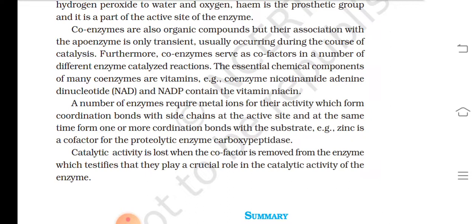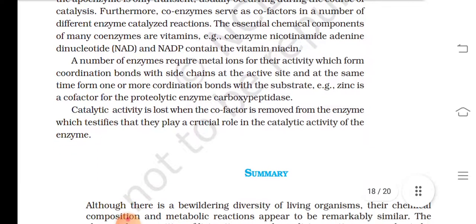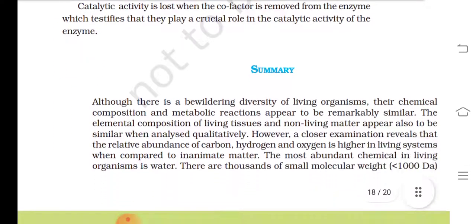A number of enzymes require metal ions for their activity, which form coordination bonds with side chains at the active site and, at the same time, form one or more coordination bonds with the substrate. Example: zinc is a cofactor for the proteolytic enzyme carboxypeptidase. Catalytic activity is lost when the cofactor is removed from the enzyme, which testifies that they play a crucial role in the catalytic activity of the enzyme.